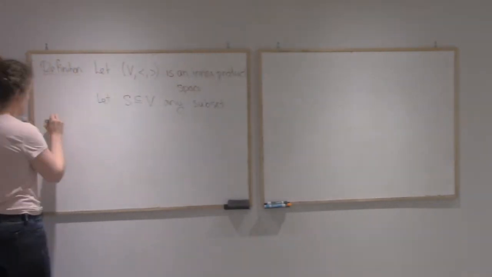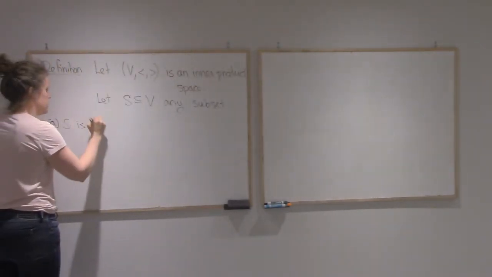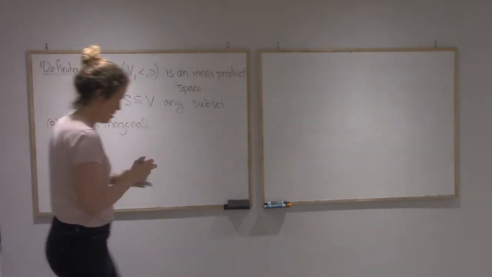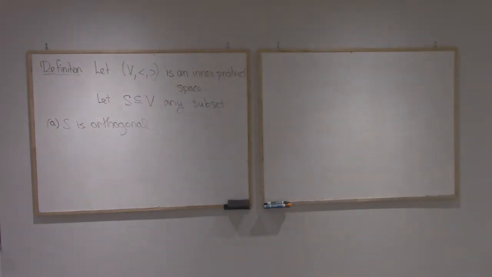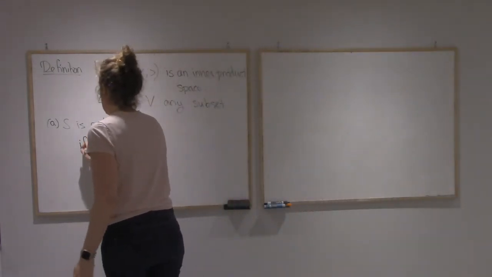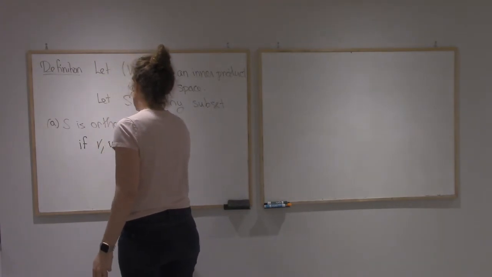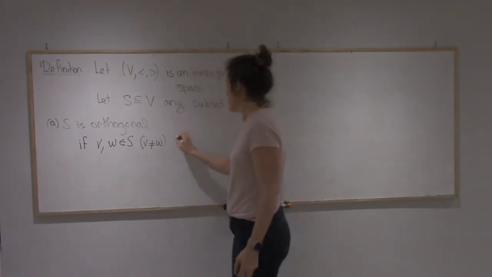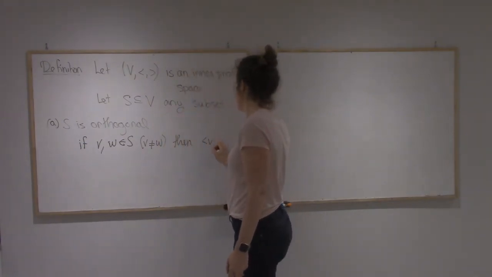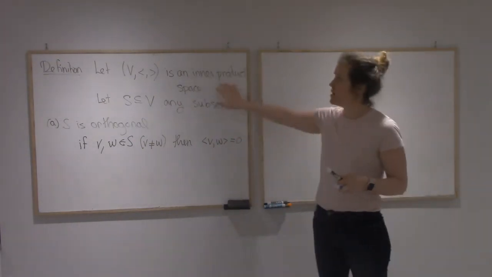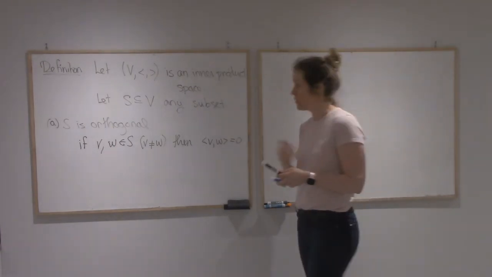So first, S is orthogonal if I take two elements of S, any two elements, as long as they're not the same, then the inner product of V and W is 0. So that means the angle between them as defined by this inner product is 90 degrees. So they're orthogonal, they're perpendicular.